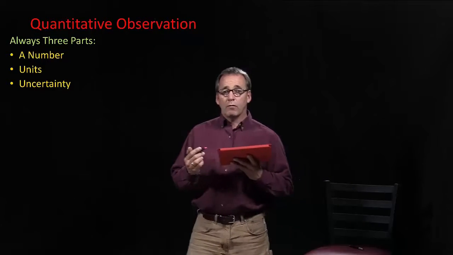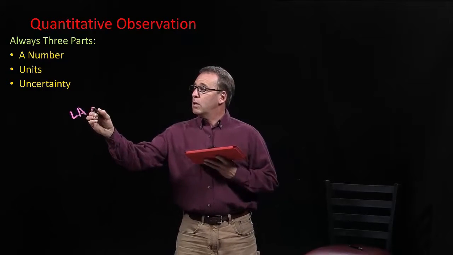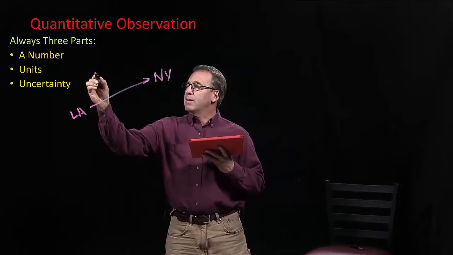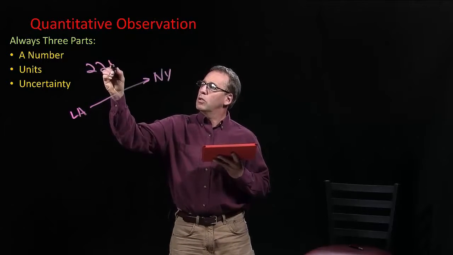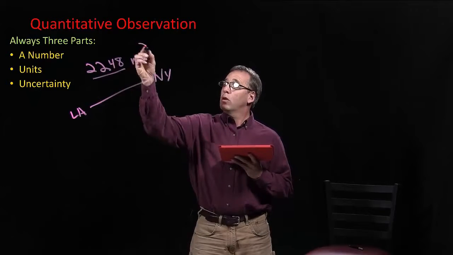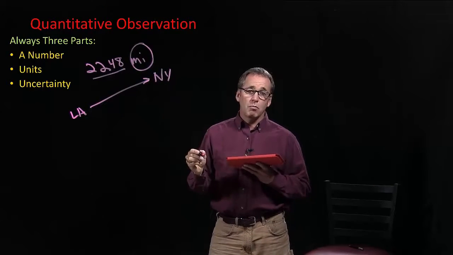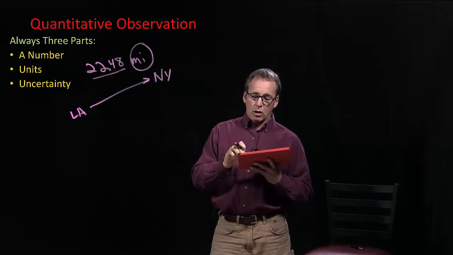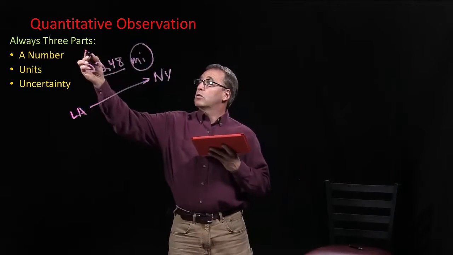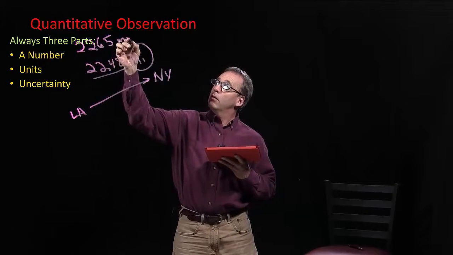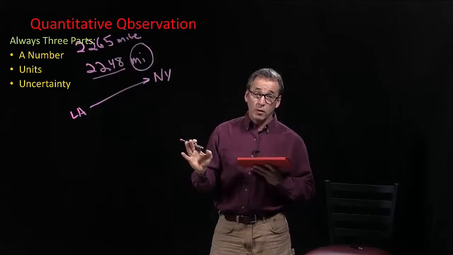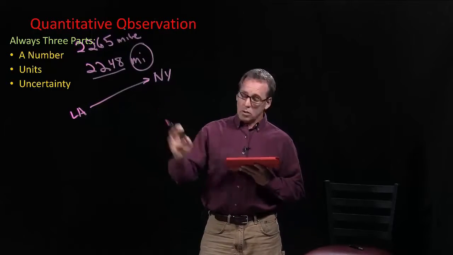So if we take an example of a quantitative observation, if we go from Los Angeles to New York, and we measure the distance between these two cities, that's, I think, about 2,248 miles. So on the one hand, we've got this number, 2,248, and we also have units, which are, in this case, miles. So every quantitative observation has a number, units, and also uncertainty. I looked this number up on the web, and I also found the number 2,265 miles. And so there's some uncertainty here, perhaps two different measuring methods, two different groups of people made these measurements, and there's some uncertainty in the measurements.